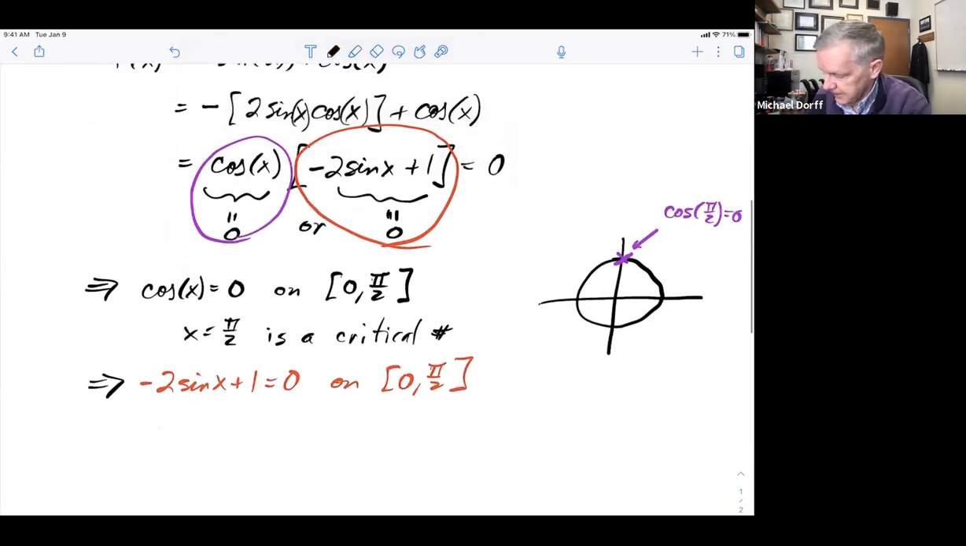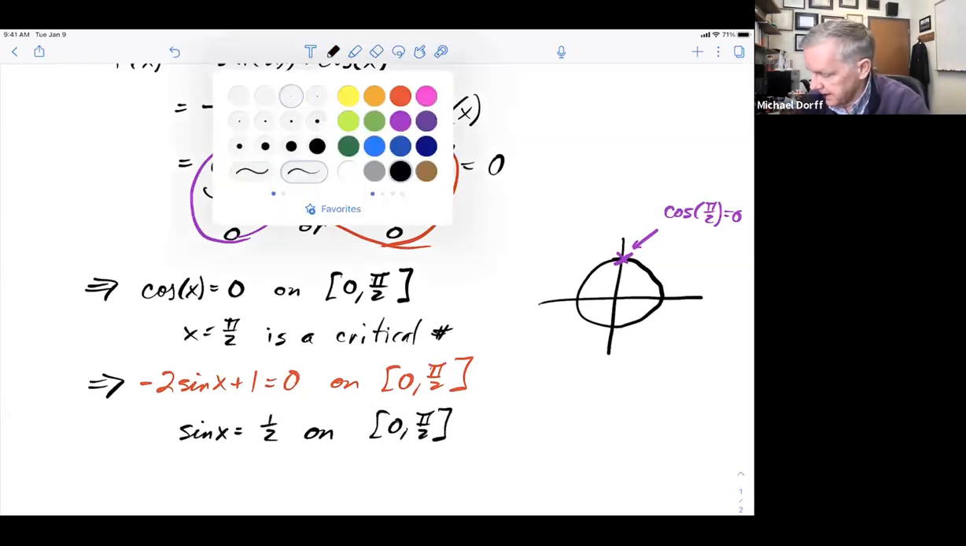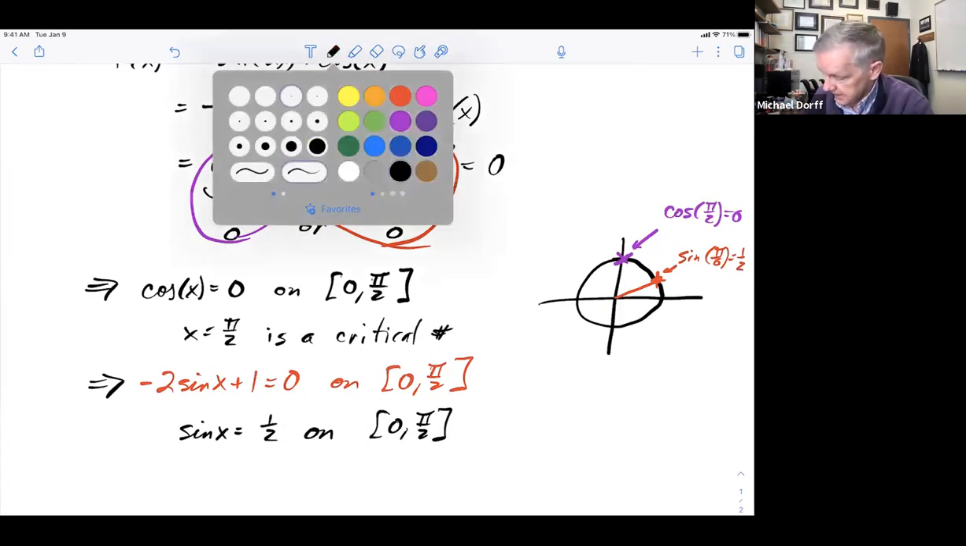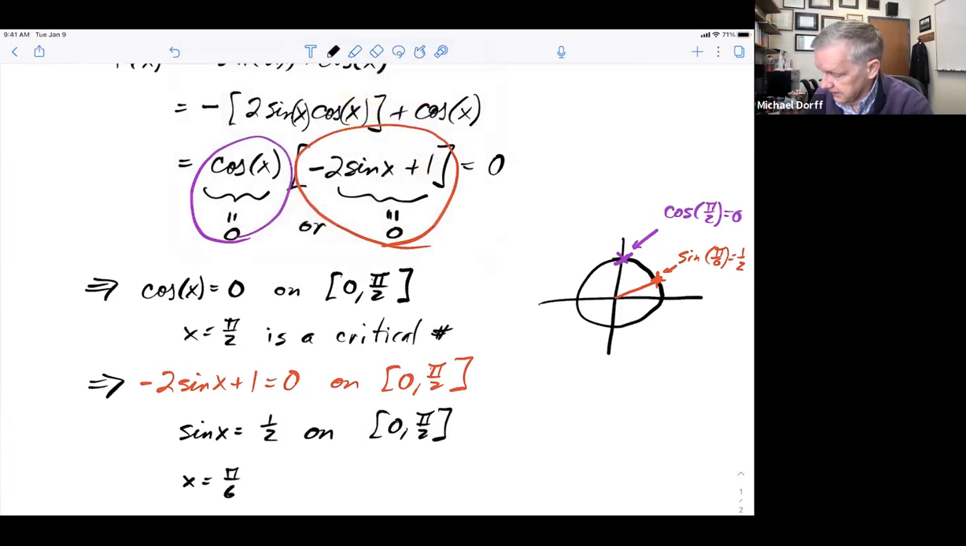Going back to black here, that means if I bring the 1 over to the other side by subtracting 1 and then dividing by negative 2, I get the sine of x equals 1/2 on the interval from 0 to pi over 2. When does the sine of x equal 1/2? Well, that occurs right here. This value right there. There we get the sine of pi over 6 equals 1/2. So I have x equals pi over 6 is a critical number.